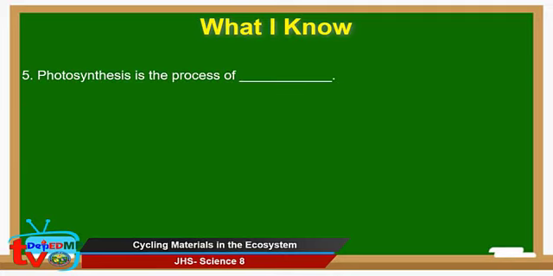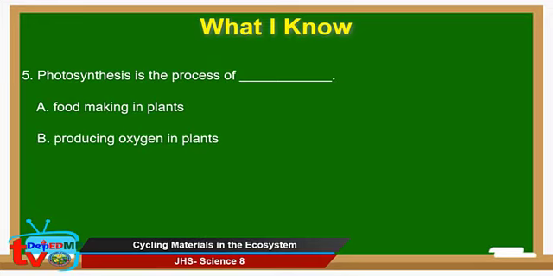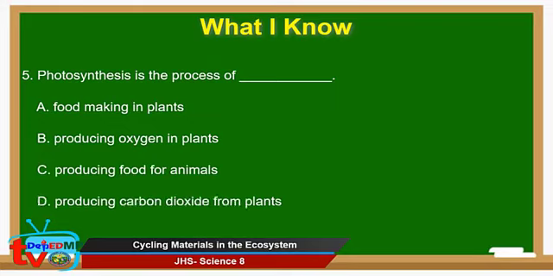Number 5. Photosynthesis is the process of blank. A. Food making in plants. B. Producing oxygen in plants. C. Producing food for animals. And letter D. Producing carbon dioxide from plants.